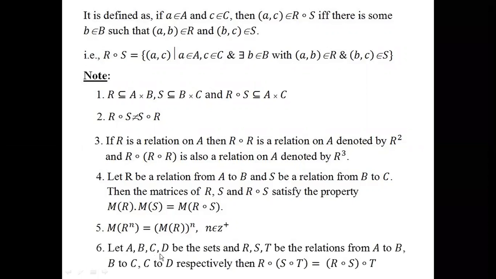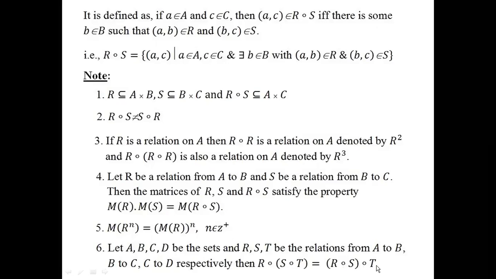Lastly, suppose A, B, C, D are sets and R, S, T are relations from A to B, B to C, C to D respectively. Then this property is always true: R composition (S composition T) is equal to (R composition S) composition T. So it is similar to the associative property that we usually understand. A, B, C, D are the four sets considered here and R, S, T are the three relations from A to B, B to C, C to D respectively.